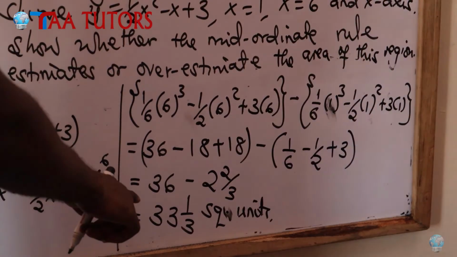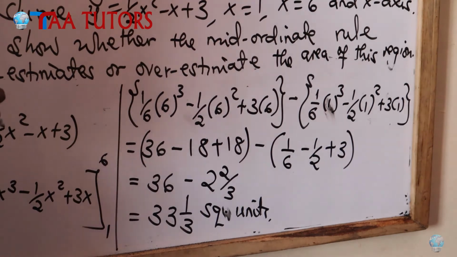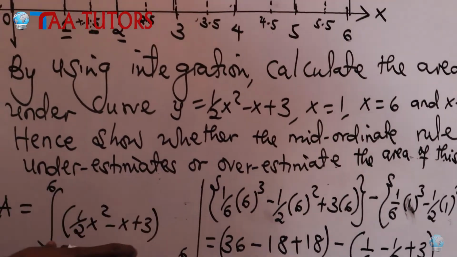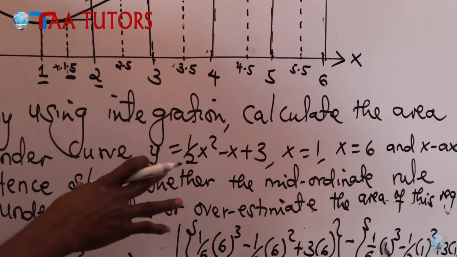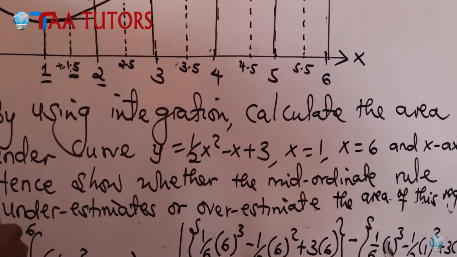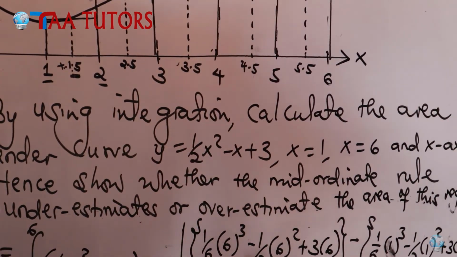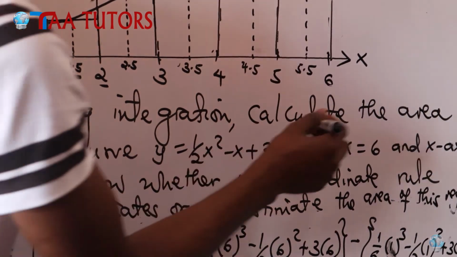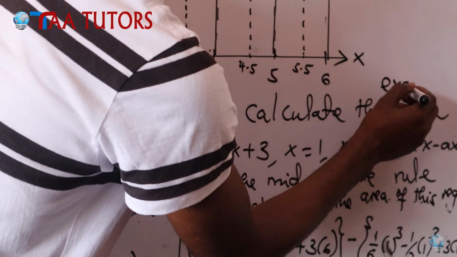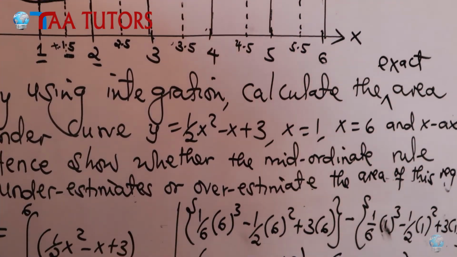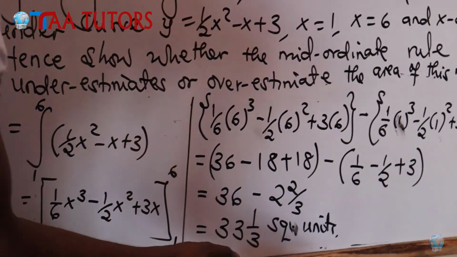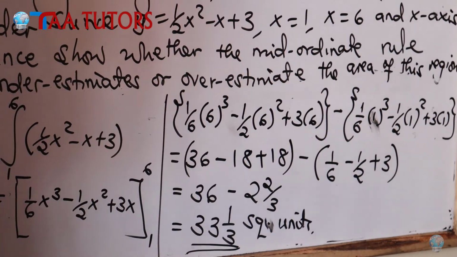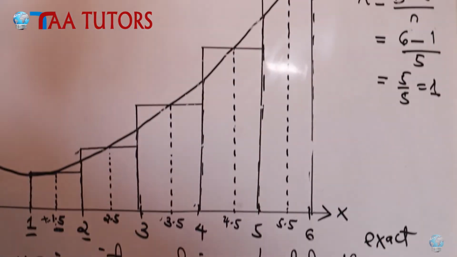So viewers, look at that answer. We were told to get the exact area under the curve using integration. When we are told exact, we know that we must calculate the exact area. So we applied integration to get that exact area, and that exact area is 33 and a third. But this one is 33 and 0.125.